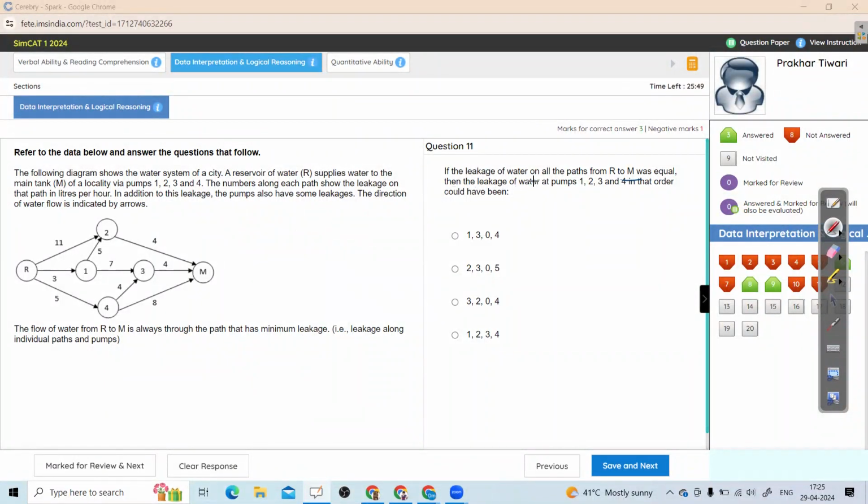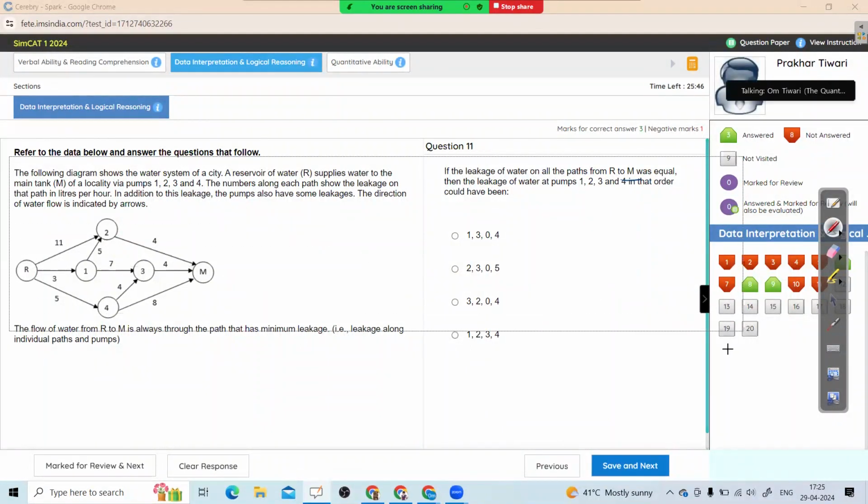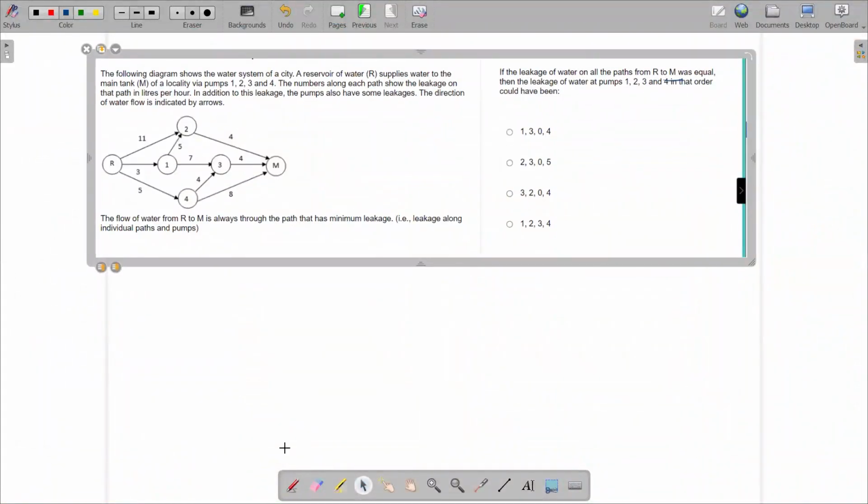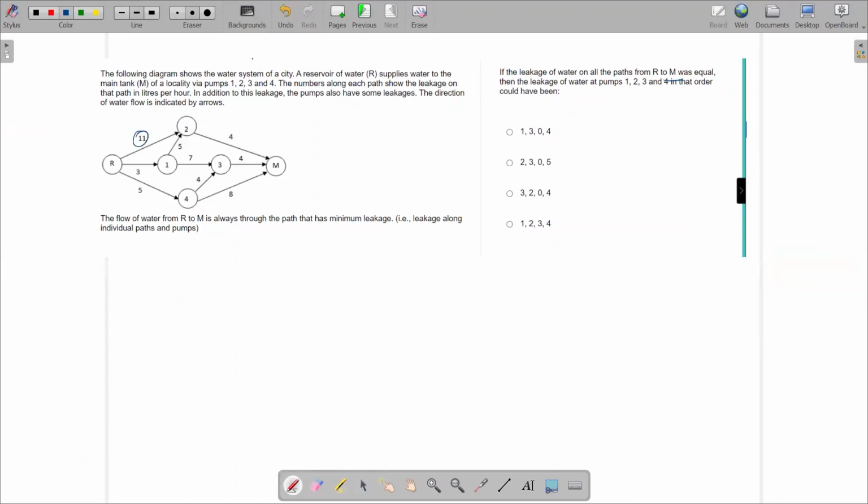So the question is, if the leakage of water on all the paths from R to M was equal. I'm again bringing it back to a new page. So basically, these are the leakage values, and in the taps also there are some leakages happening. Okay, let's start now. So what does it say? If the leakage of the water on all the paths from R to M was equal, so every path has equal leakage.